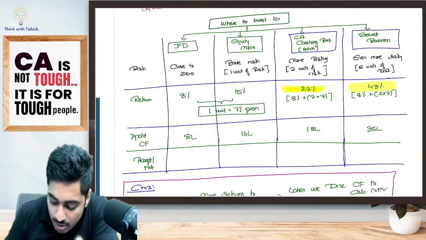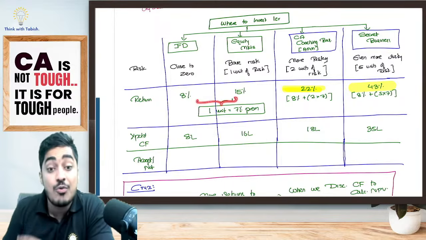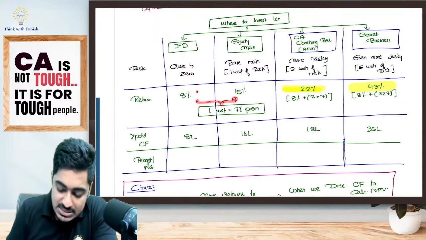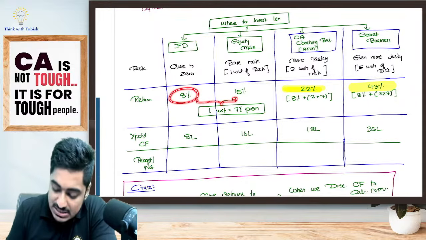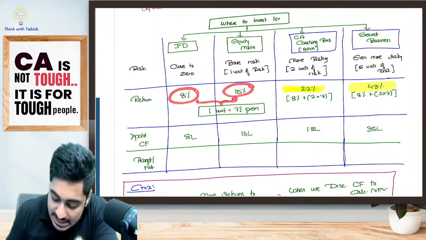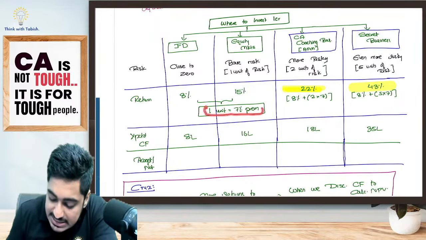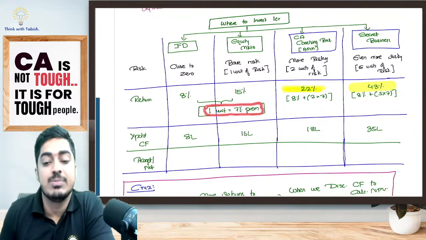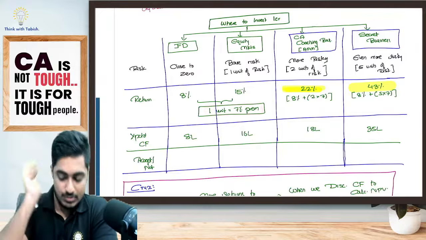Tell me, for taking 1 unit of risk, how much premium is it giving? The base without risk was 8%. For 1 unit of risk, 15%. That means for every unit of risk, it is giving me a 7% premium. Yes or no, everyone?